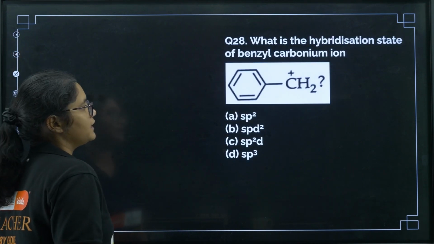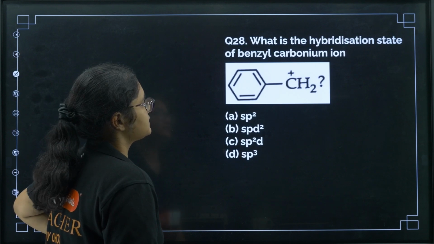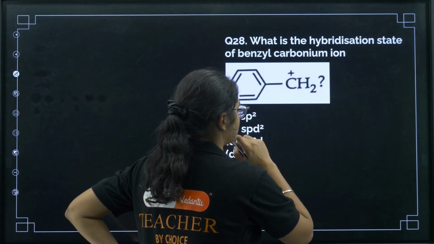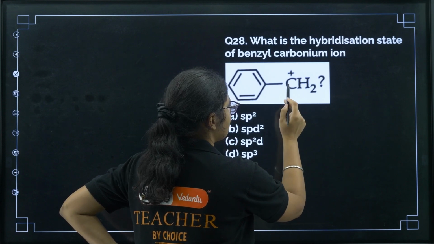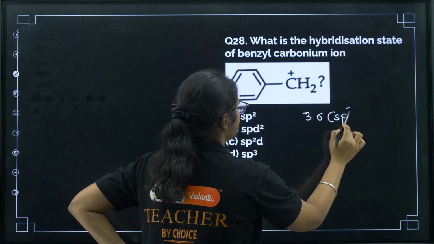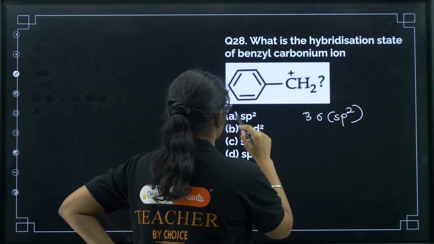Next is question number 28. What is the hybridization state of benzyl carbonium ion? Okay, so if you see the hybridization state here, you can see how many sigma bonds it has. 1, 2, 3 sigma, right? So 3 sigma means sp2 hybridization, option number A.